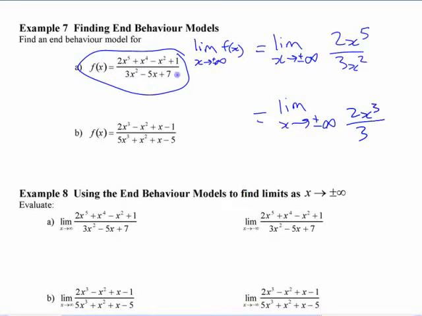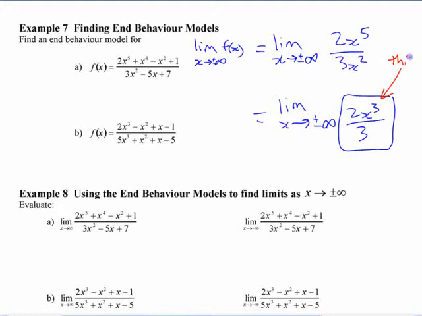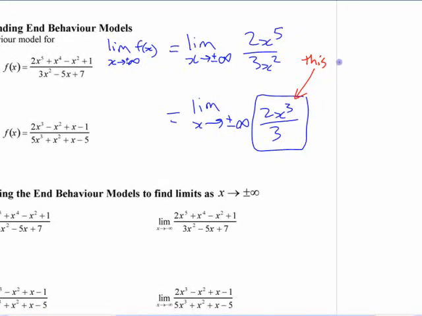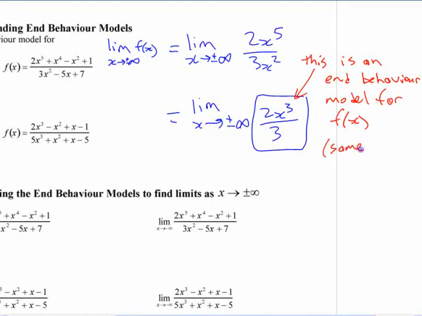So remember, we're not saying the functions are equal, but we're saying this function and the original function have the same behavior as you go to the left and the right. Or in other words, this is an end behavior model for f of x. The reason is because it has the same limit as you approach positive or negative infinity. I'm just going to put same limits. The behavior as you go to right or left is the same.